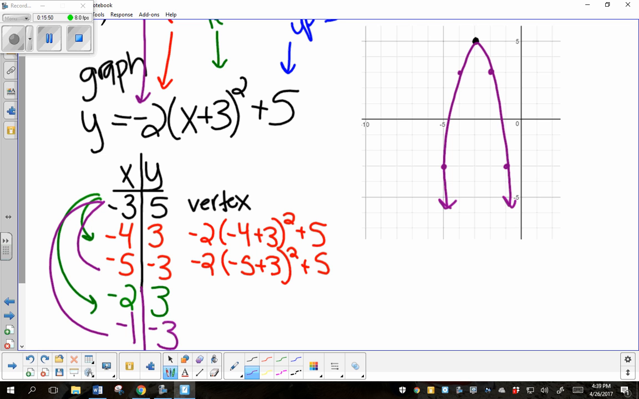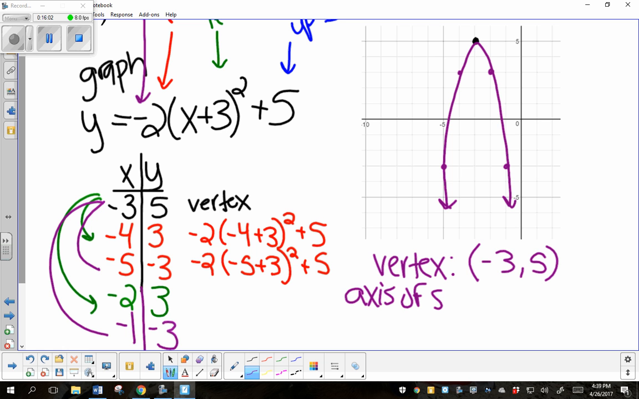So on this one, it's going to ask you a bunch of different things. I want to know the vertex. Well, that was at -3, 5. I want to know the axis of symmetry. That's just the vertical line that cuts it in half. So it's always going to be x equals, and this one is -3. It's right here. X equals -3. That's my axis of symmetry.